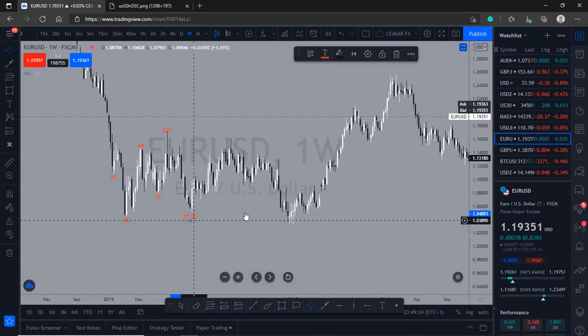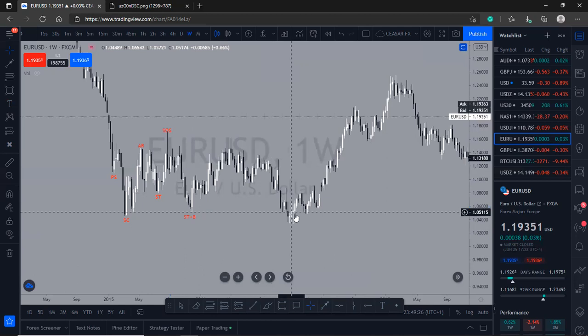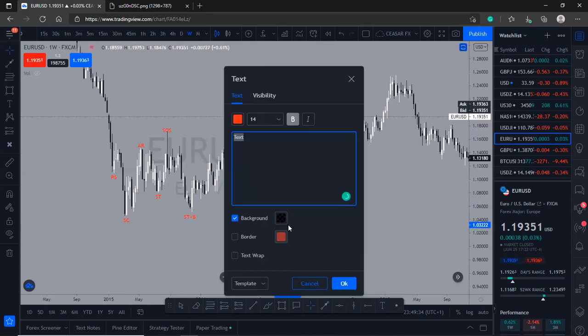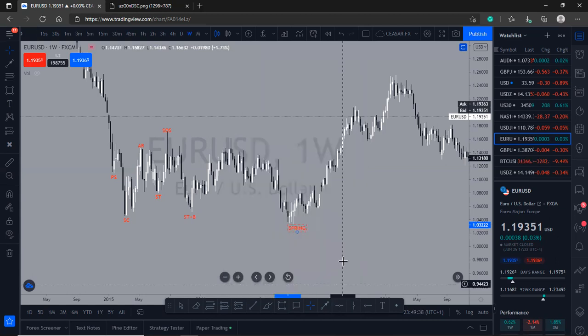This one here. And then here we had our spring, the final push to the downside, taking all the liquidity there. The spring that has taken all the liquidity.